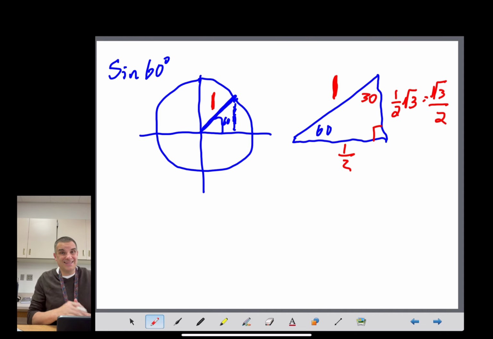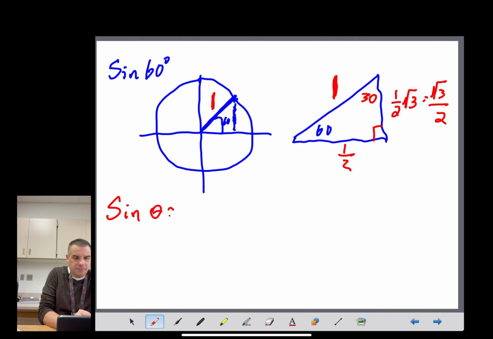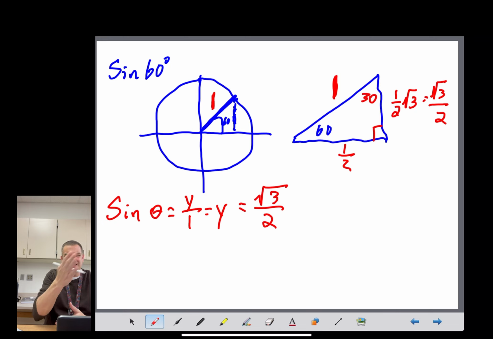So we're asked to find the sine of 60 degrees. And from our last slide, the sine of theta was equal to y over 1, which is just y. So our y value is that up and down. So the exact sine is the square root of 3 over 2. It's opposite over hypotenuse. That's what sine is.